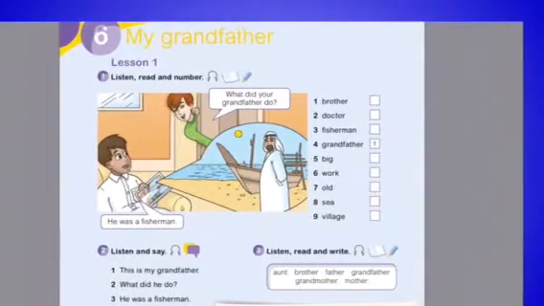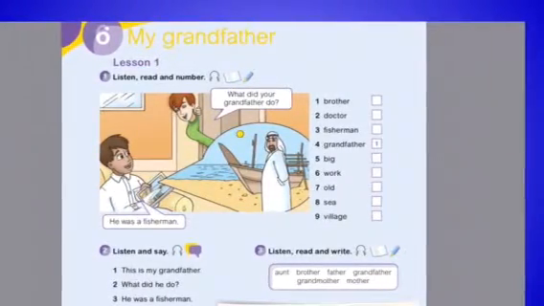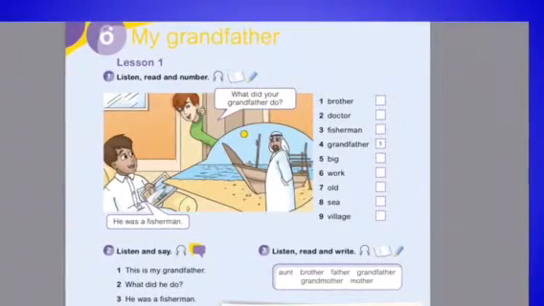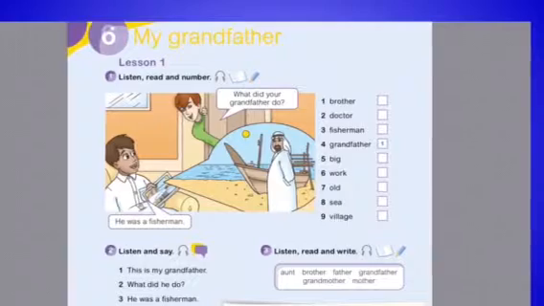Unit 6, My Grandfather. Lesson 1. Activity 1. Listen, read, and number.